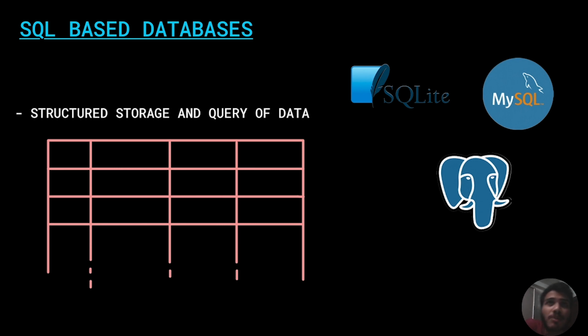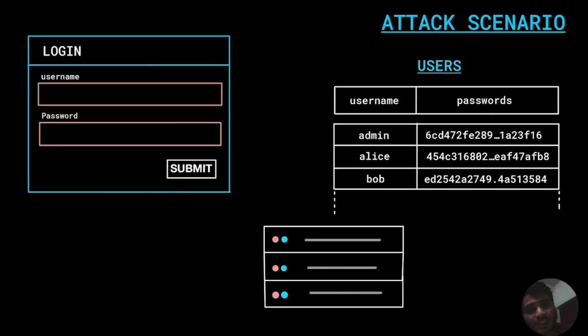An important note about these databases is that they store the data in a very structured format, because they are relational databases, and the data is stored in the form of a table where the columns signify the various fields like username, passwords, addresses, and so on, whereas each of the rows signifies the data that is provided by the users, for example user 1, user 2, user 3, and so on. So let us discuss the attack scenario in much more detail.